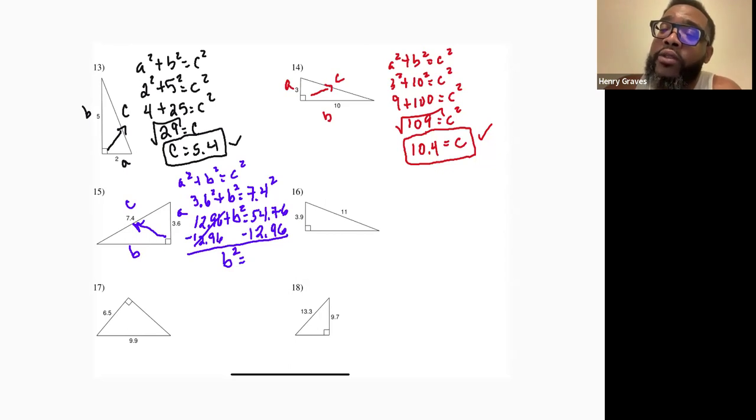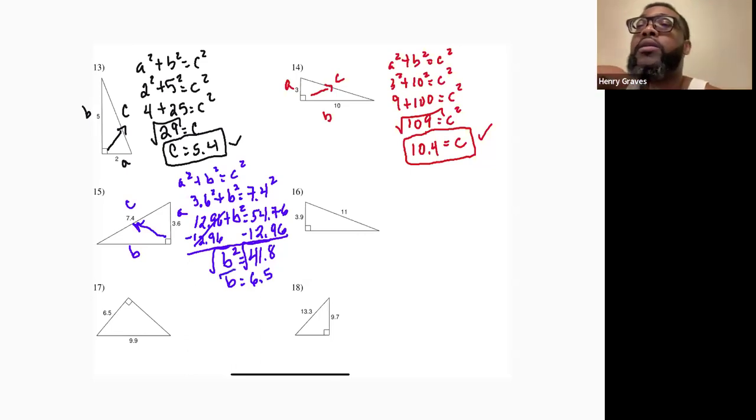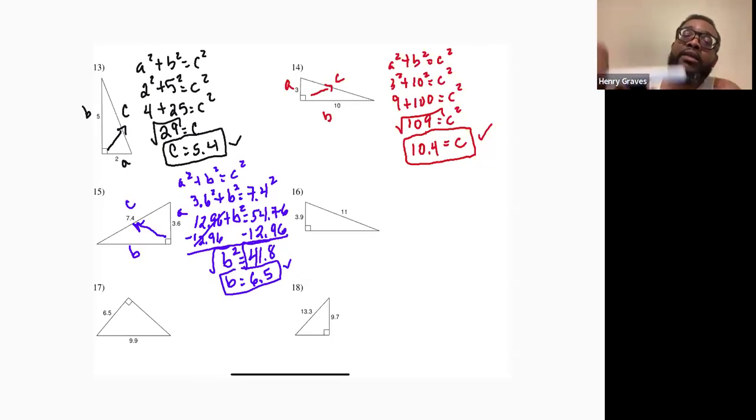And now I take the square root on both sides. B is going to give me 6.5. There we go. So that's how you do it. Make sure I did it right. Yep, perfect. And that actually makes sense. That's my B, right? Because isn't 6.5 greater than 3.6? It is.